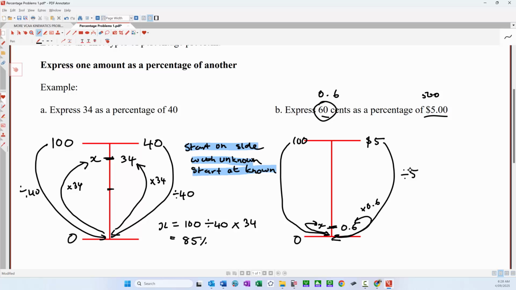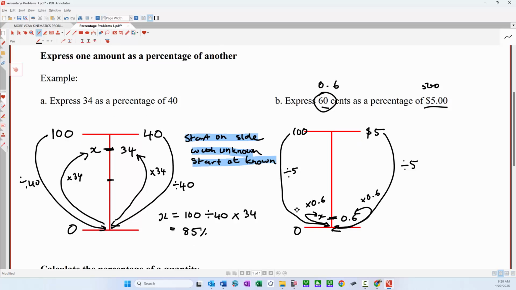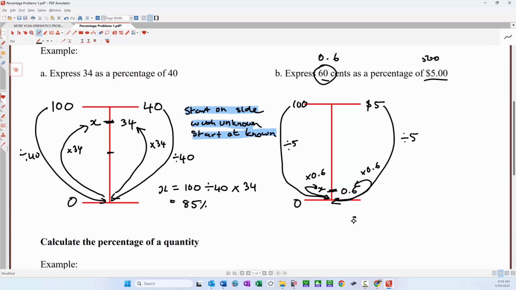Do you remember what to do next? We just copy these numbers over to their corresponding arrow. So this is going to be divided by 5, and this arrow is going to be times 0.6. Now we are ready to work out the answer. We're going to say x is equal to, because that's the unknown, x is equal to: we started at 100, we divided it by 5 to get down to here, and then we multiplied by 0.6. So all I'm really doing is just following arrows.